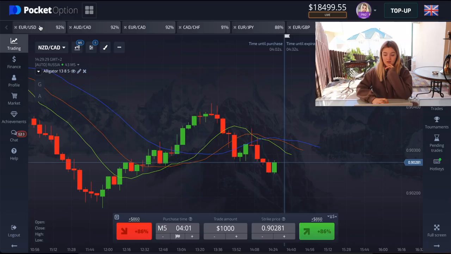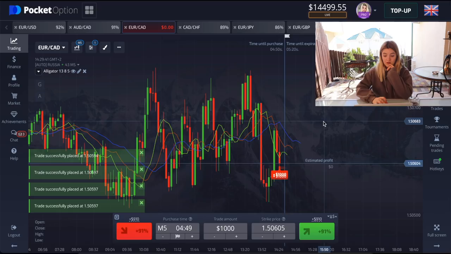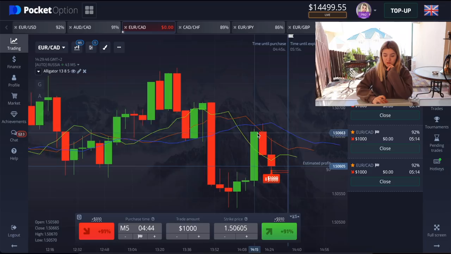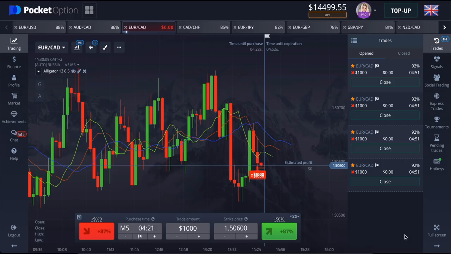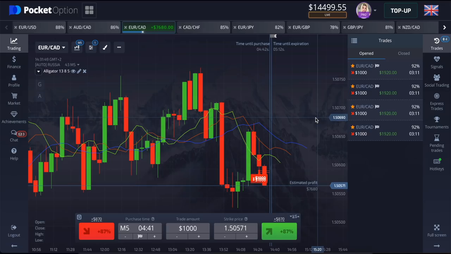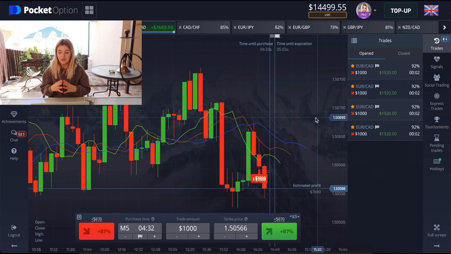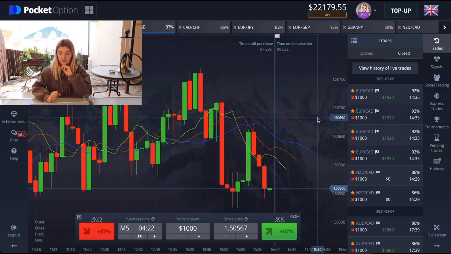Well guys, right here I see a good situation, so I'm gonna make 4 bets. Put option, because we see that the direction of the lines is falling down and the lines go apart from each other. Well guys, 3 seconds left and it's absolutely profit. Now we have $22,000 in my account, as you can see in the history.